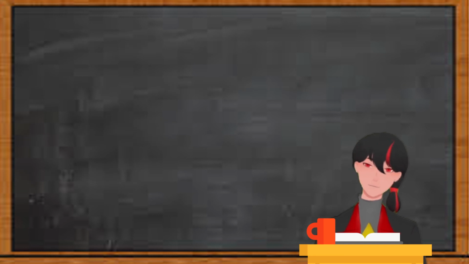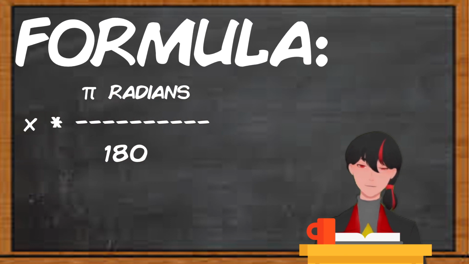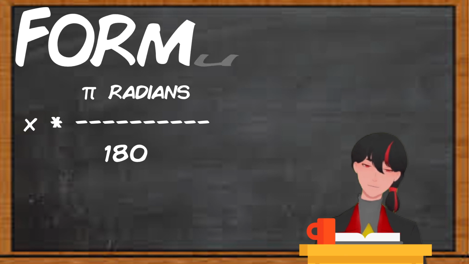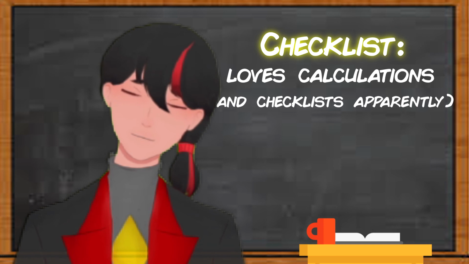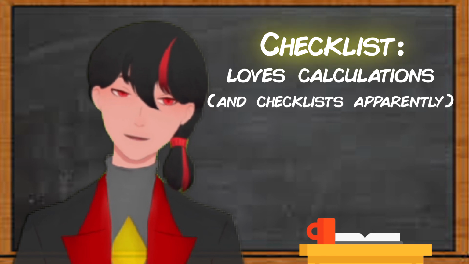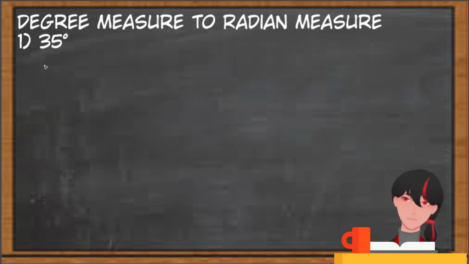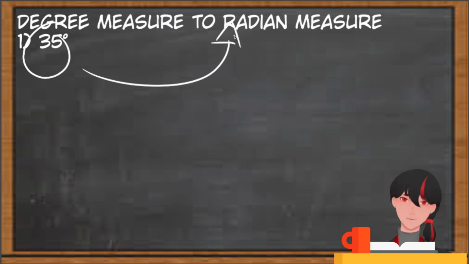Now, there is a formula for you to convert degree measure to radian measure. The formula is you multiply the degree measure by pi radians over 180. Now, I love calculations myself, so I'm going to do examples of this with you live. So, this is our first example. We must turn 35 degrees into radian measure.